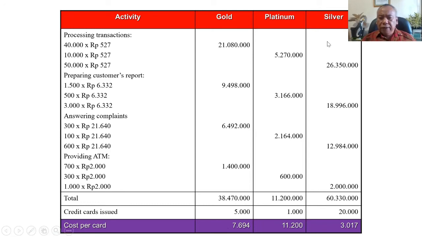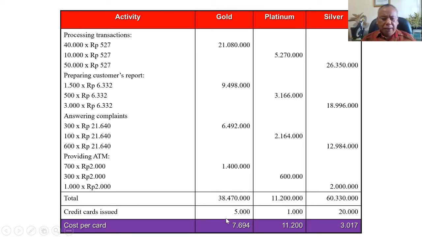The same way for silver, we total all costs, and then we find here 60,330,000 divided by the number of credit cards issued, 20,000 cards. So we find 3,017. Actually, this is the way how to calculate the product or service costs if you are using activity-based costing. Actually, the bank can make this as a fixed charge to the customers.